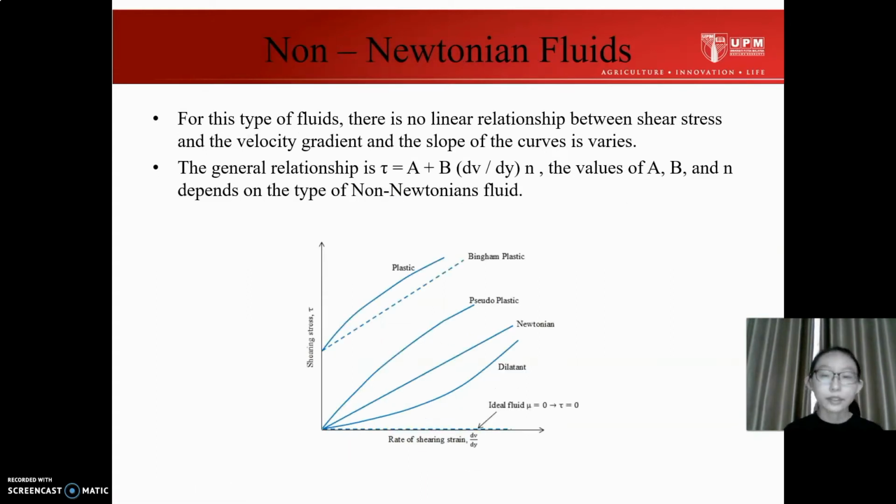For the non-Newtonian fluid, for this type of fluid, there is no linear relationship between shear stress and the velocity gradient, and the slope of the curve varies. So the line on the graph here is all in curve form. The general relation is equal to A plus B (dv over dy) to the power of n. The values of A, B, and n depend on the types of non-Newtonian fluid.